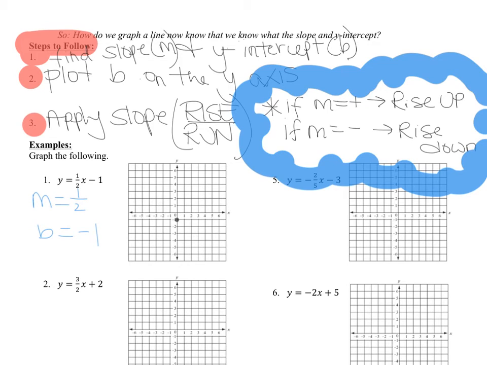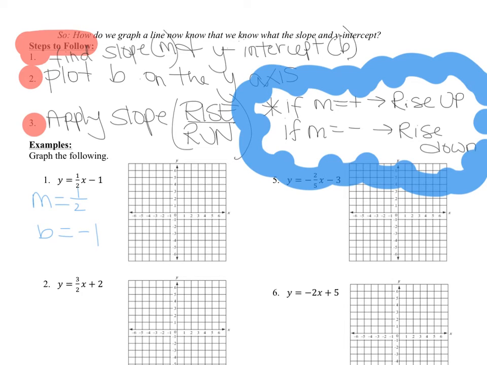So starting at your original point, you're going to rise 1, and then you're going to run 2, and you're going to plot a point right there. And now you're going to rise 1 from that point you just plotted, run 2, and plot another point. Keep going. Rise 1, run 2, and plot another point. Your points should be more exact, but because I'm doing this on an iPad, it's a little harder. Then you're going to connect your dots the best that you can, and draw arrows. You're going to make your line. Okay?